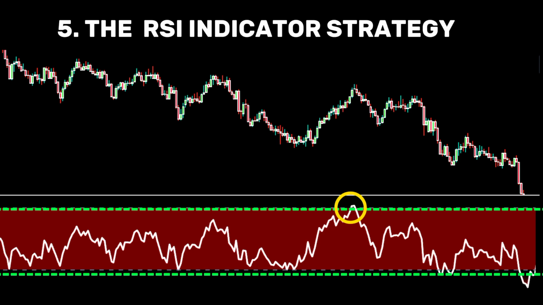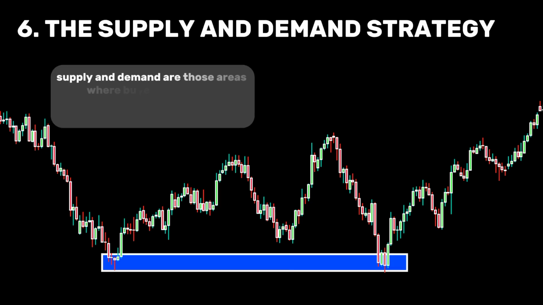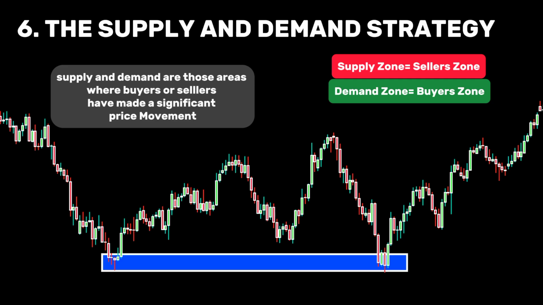A more advanced way of trading the RSI indicator is by trading the RSI divergence, and that I have taught in my previous video on RSI indicator trading strategy. The next strategy is called the supply and demand strategy. A supply or a demand level are those areas on the chart where sellers or buyers have made significant price movements on the chart. A supply zone is an area where sellers are very active, while a demand zone is an area where buyers are very active.